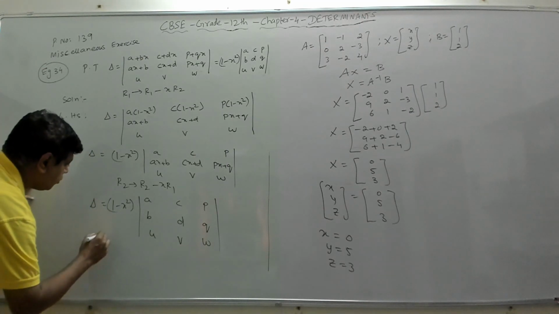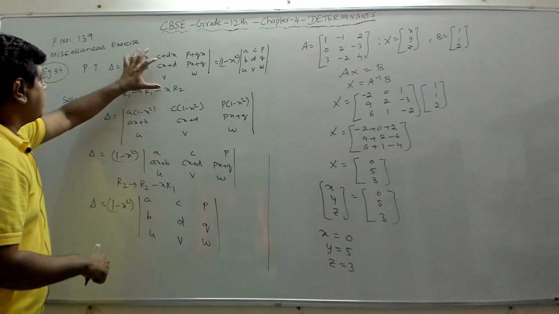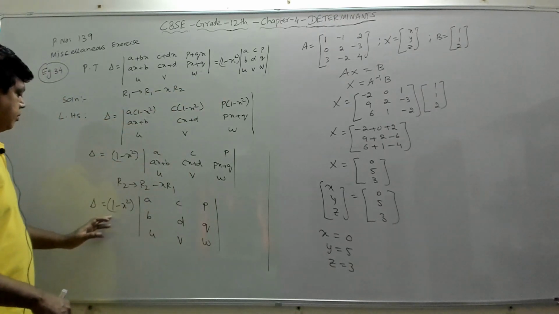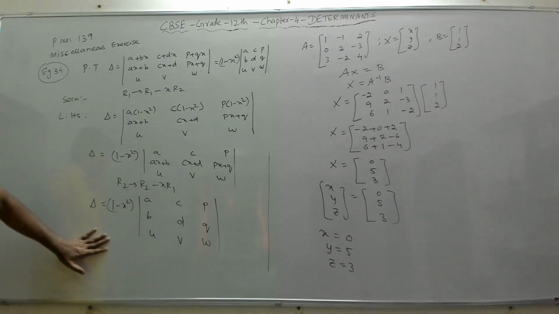So that is equal. We have proved that delta, which is the value of this, equals this. Right? So this is the end of this problem.